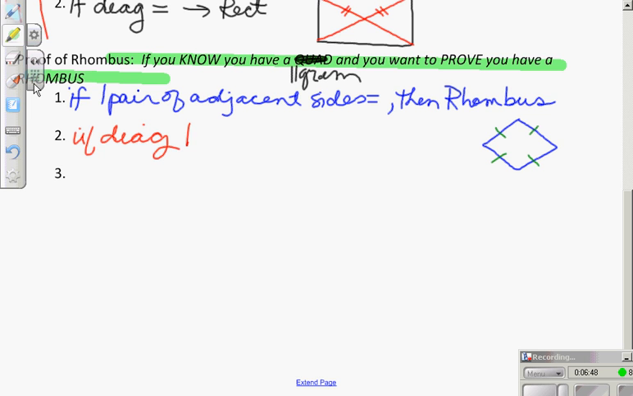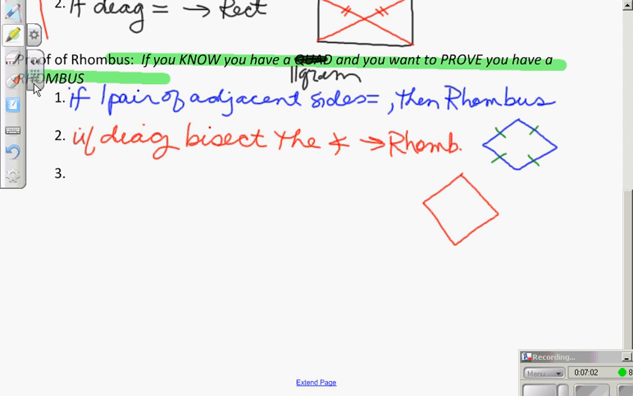The second one, if the diagonals bisect the angles, then it's a rhombus. Again, that was one of the unique features. And so if I look at a figure like this, and I am given or can prove those two angles are equal, those two angles are equal, those two, those two, and those two, I can say that it is indeed a rhombus.